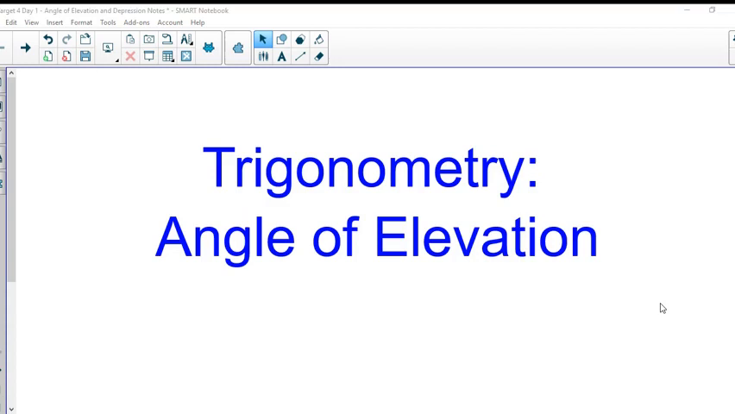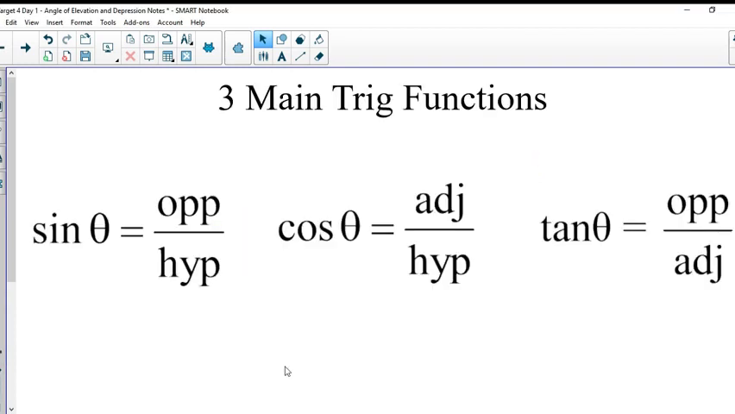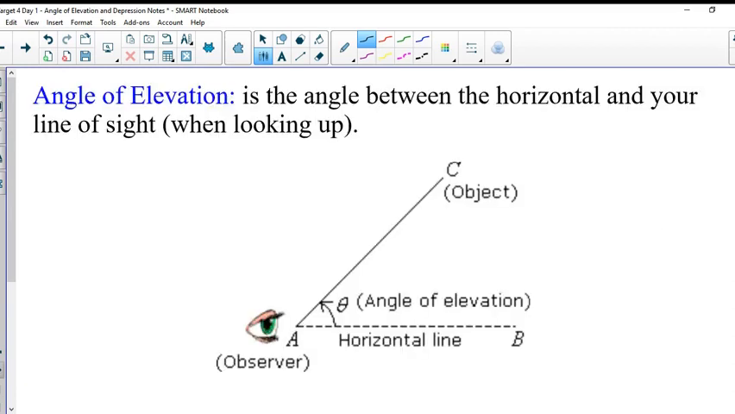First of all, if you do not remember your three main trig functions, go ahead and write those down. Those still exist, they still apply. We have sine is opposite over hypotenuse, cosine is adjacent over hypotenuse, and tangent is opposite over adjacent. We're still going to use these three trig functions because once we develop our picture, that's how we're going to solve. We have to figure out what's opposite, what's adjacent, what's the hypotenuse, and then go from there. So write those across the top of your piece of paper and let's get started.